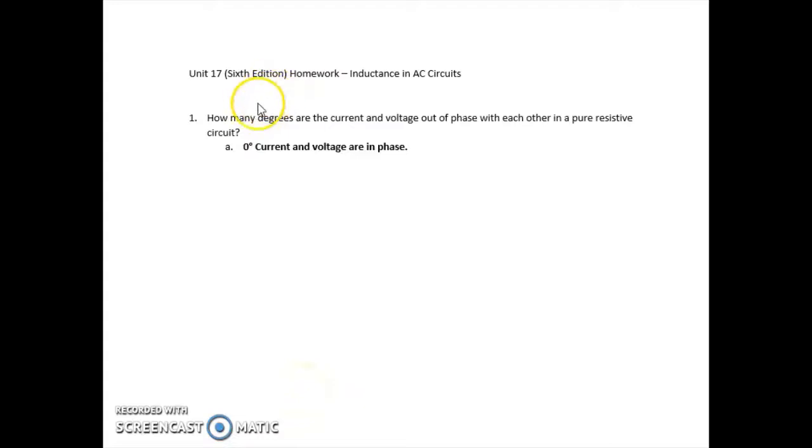Week 3 was on inductance in AC circuits. It's Unit 17 in the 6th edition. Number 1, how many degrees are the current and voltage out of phase with each other in a pure resistive circuit? The answer is 0 degrees. The current and voltage are in phase.